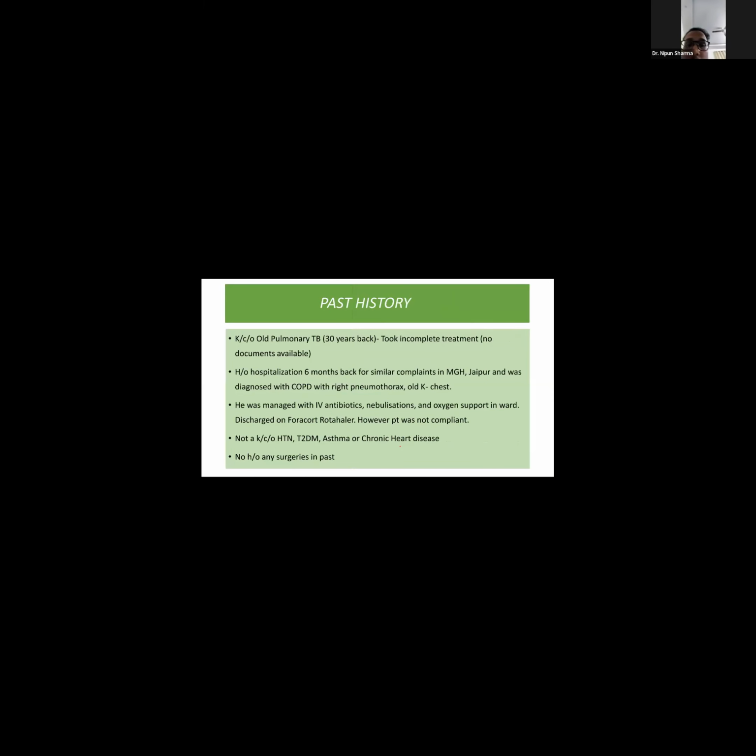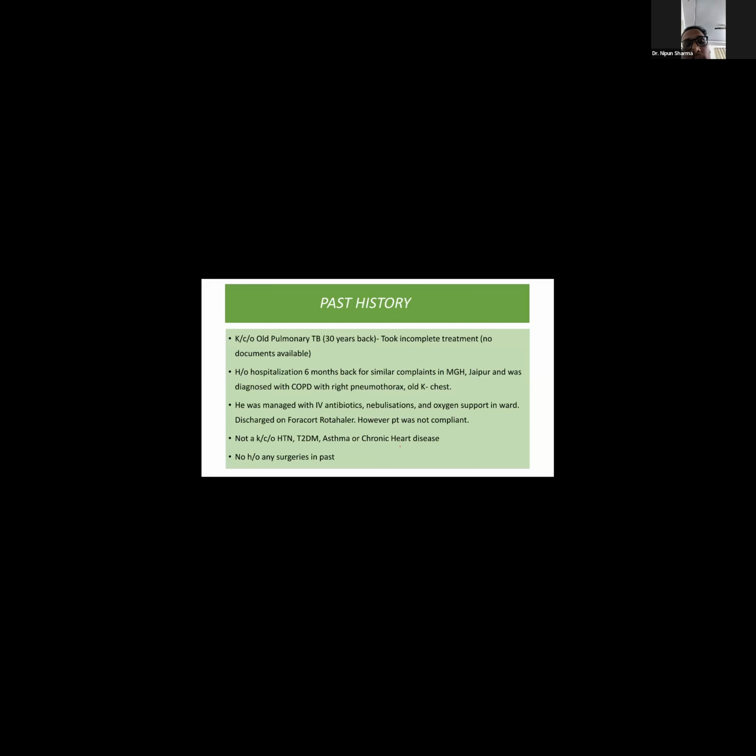Past history: the patient was a known case of old pulmonary TB 30 years back. He took incomplete treatment as informed by the patient and his attendant, but no documents were available for the same. History of hospitalization 6 months back for similar complaints in Mahatma Gandhi Hospital, Jaipur, and was diagnosed with COPD with right pneumothorax and old koch's chest. He was managed in the month of June with IV antibiotics, nebulizations, and oxygen support in the ward. Discharged on Foracort Rotahaler. However, the patient was not compliant to the drug.